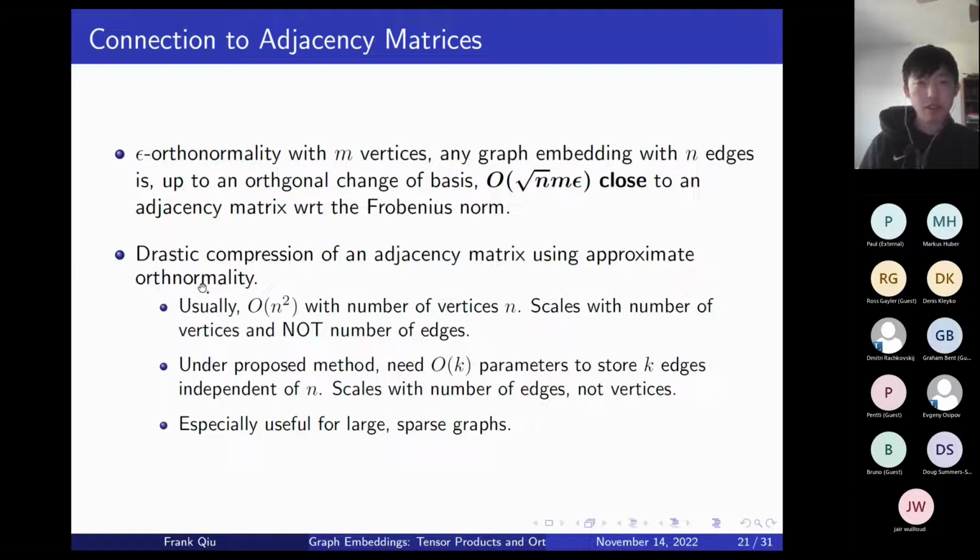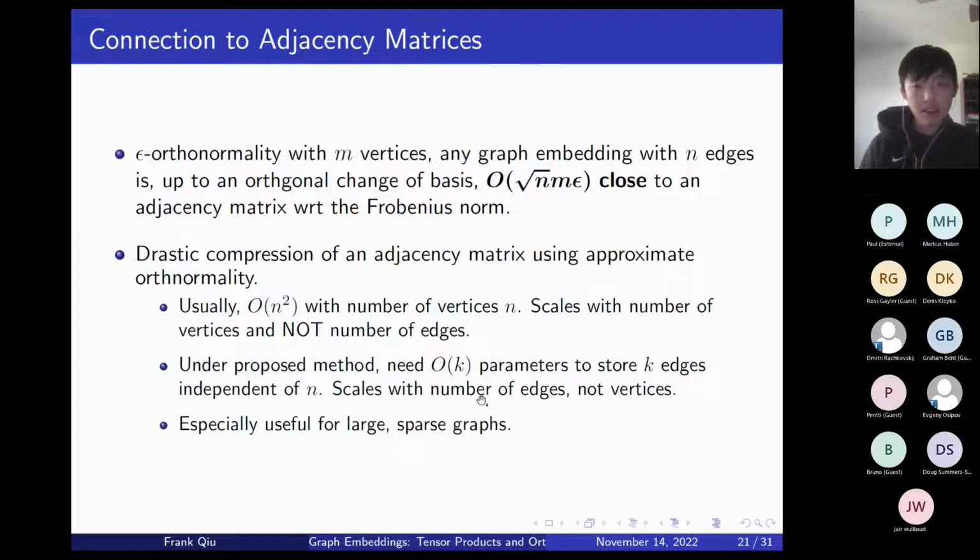And specifically, again, the draw of our method is that it offers a drastic compression of the adjacency matrix. Usually, to store an adjacency matrix, assuming I have n vertices, the adjacency matrix will be n squared, right? So it scales with the number of vertices and not the number of edges, which seems kind of wrong. Because I'm not really concerned with looking at all of the pairwise interactions. I'm just concerned with storing all of the relevant ones that exist in my graph.